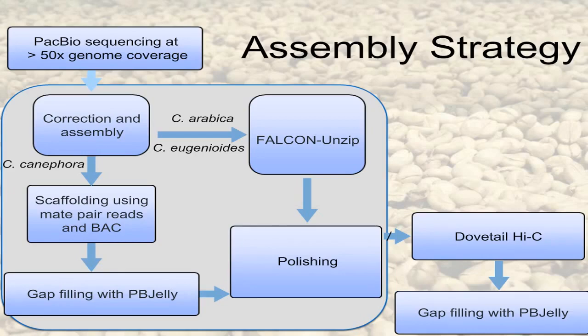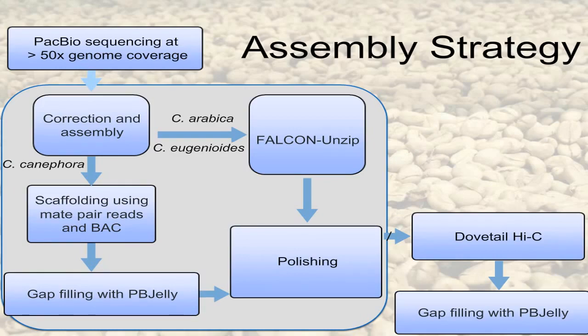We used a pretty standard assembly pipeline. So each of the genomes, as you saw, had greater than 50x genome coverage from PacBio sequence. Then we took that sequence and we did the standard self-correction and assembly. So depending on the genome, different assemblers produced different results. So I'll get to that more later.